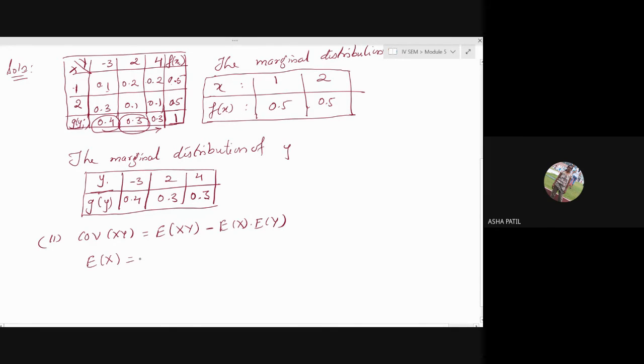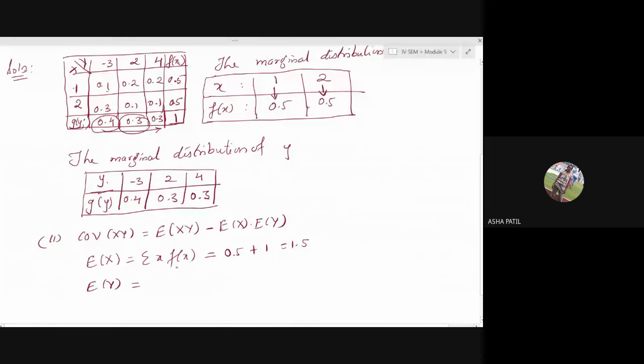Expectation of x is summation x into f of x. It is nothing but summation of x into f of x. So take the product and add them. 1 into 0.5 plus 2 into 0.5. Is it 1.5?